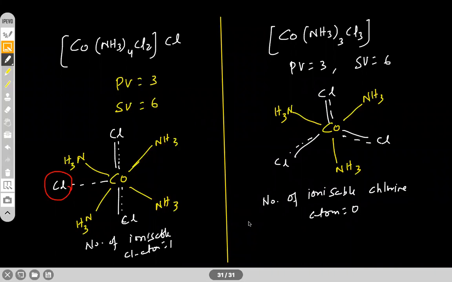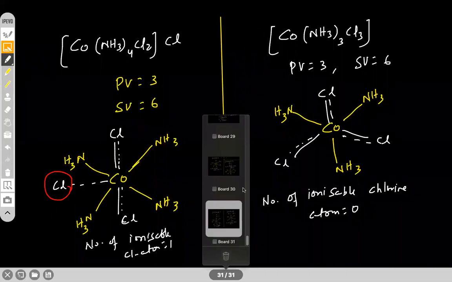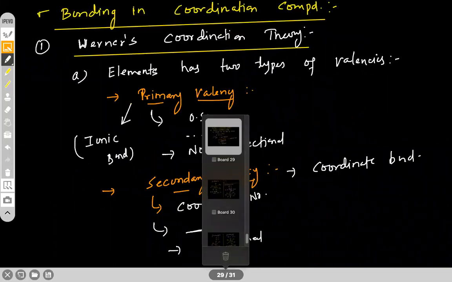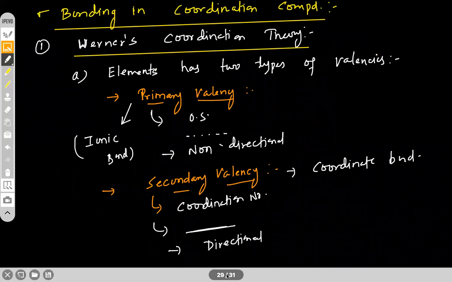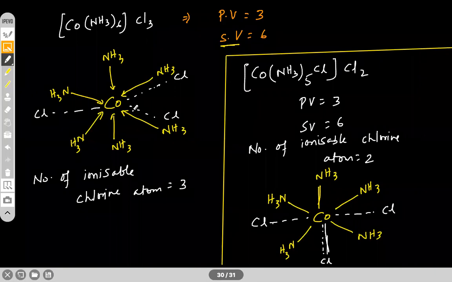So we'll see how many ionizable chlorine atoms are there, correct? In the first case, how many ions will we get? 4 ions. Because we have 3 Cl minus and 1 other complex ion, this positive one and these 3 here. So 4 ions here. Here we'll get 3. And then you can count the others also.